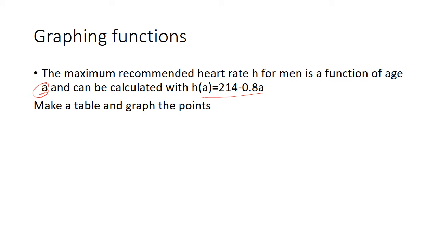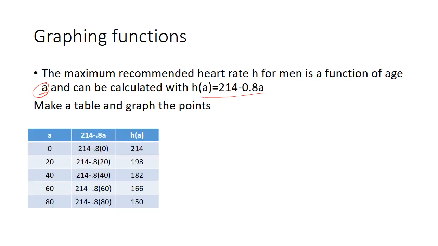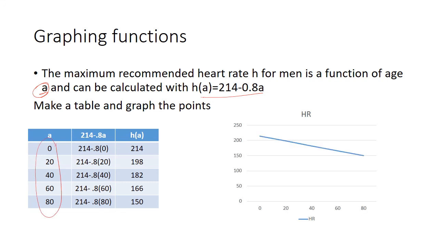So we're going to make a table. We'll put in our input ages, and then we will graph the points. For the table I made here, I chose the ages 0, 20, 40, 60, and 80. It doesn't have to be that at all. But what you do is take your A and put it in place here, and you get an output. Then I plugged it in and I got a graph.